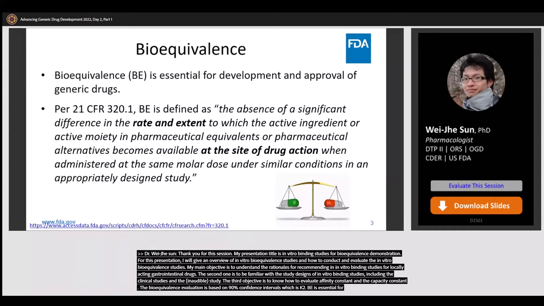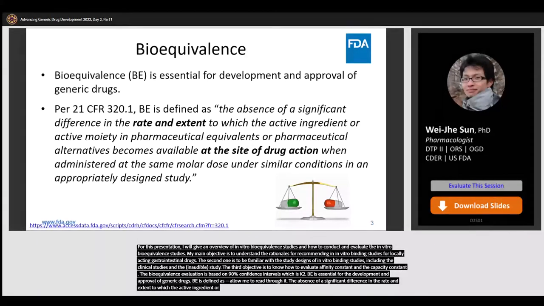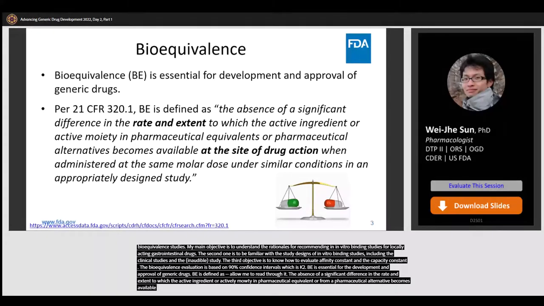BE is defined as the absence of a significant difference in the rate and extent to which the active ingredient or active moiety in pharmaceutical equivalence or pharmaceutical alternative becomes available at the site of drug action when administered at the same molar dose under similar conditions in an appropriately designed study. So briefly, if two products are bioequivalent, they are equal in the rate and extent to which drug substance becomes available at the site of drug action.